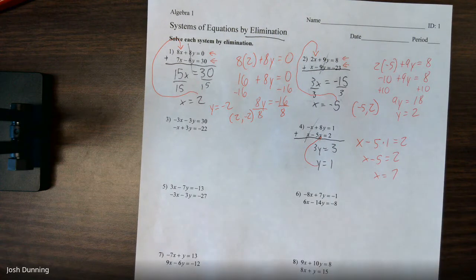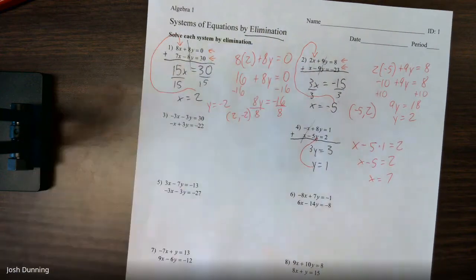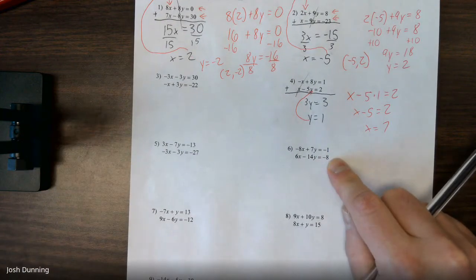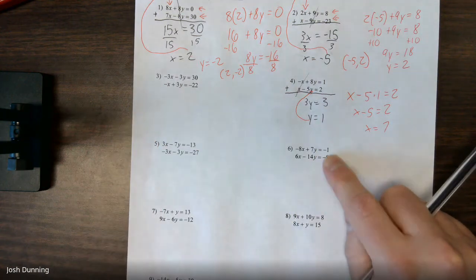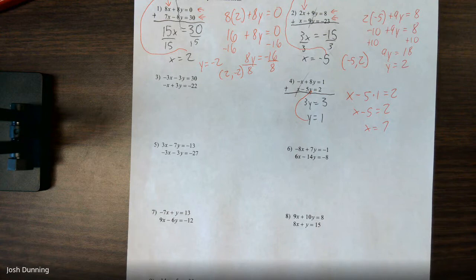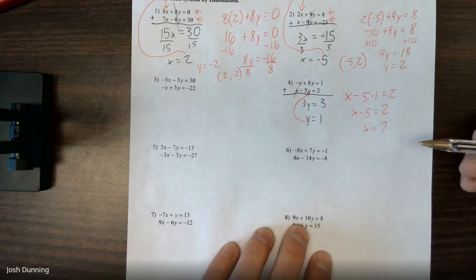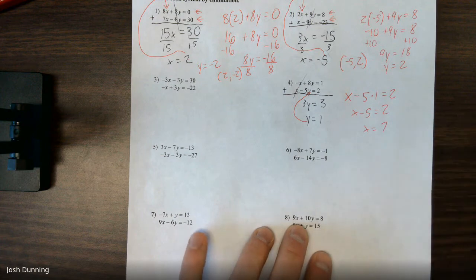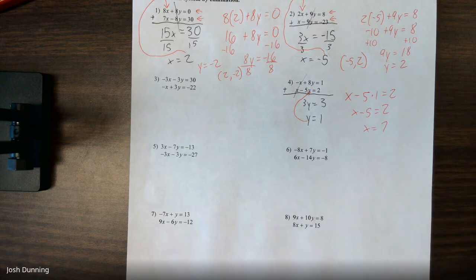All right. Now, I'm skipping these two. I wanted to go on to one of the harder ones. And this is a medium level question right here. Because negative 8 plus 6, that doesn't cancel. 7 minus 14, that doesn't cancel. I can't just go straight to adding these.